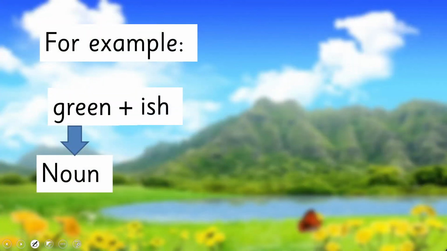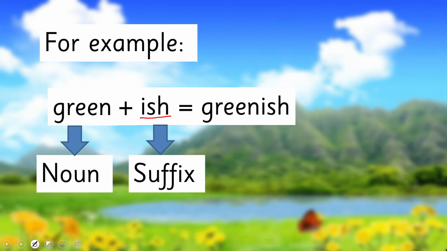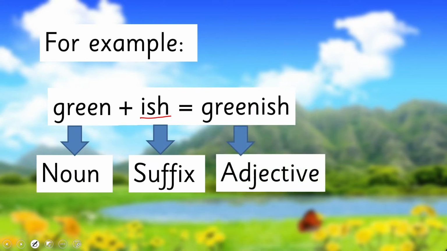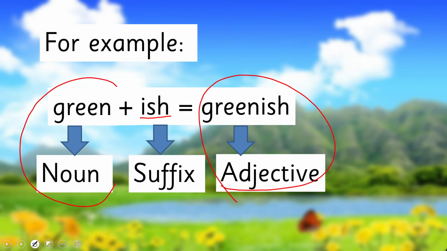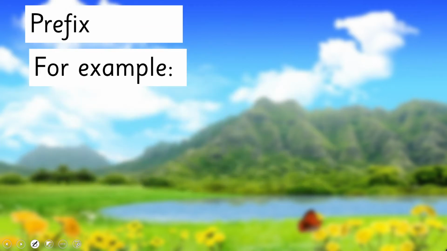The other example is green, and it's a noun. I'm going to add these three letters: ish. Itself, this is not a word. This is just a group of letters. It is a suffix, and when I added it, I got a new word, greenish, which is an adjective. Green, noun; ish, suffix; and together we got a new word, greenish, which is an adjective, right?